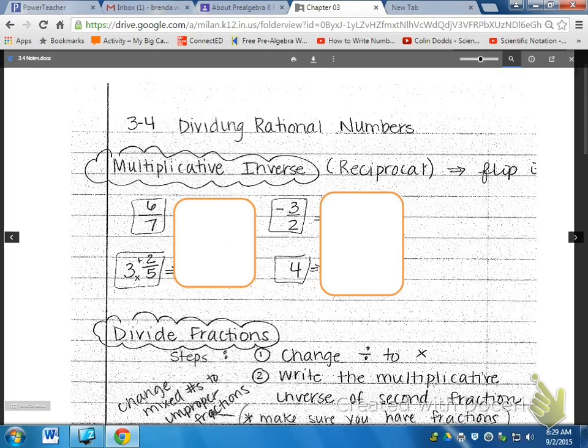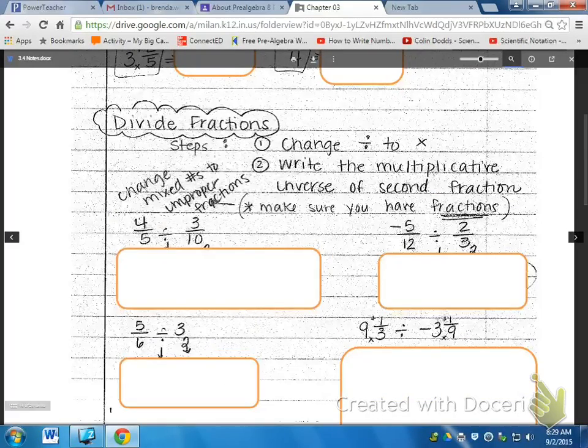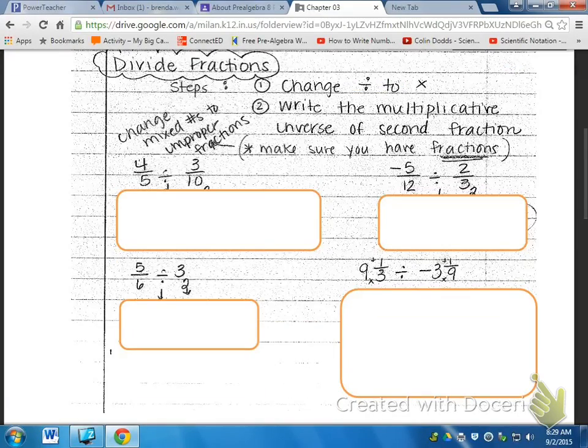So this is what you're going to do when we divide. You're going to change the division to multiplication. Write the multiplicative inverse of the second fraction. If you're given mixed numbers, then just make sure you make them improper fractions before you begin any of this. So you just flip the second fraction and you're back to multiplying. That's why I felt like we could do this together.